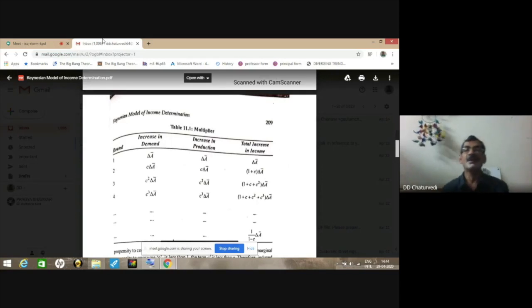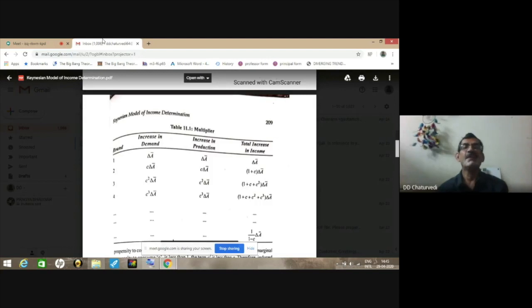Now we proceed further to the third round. In the third round, whatever income was spent in the second round will become a basis for expenditure in the third round. So we will multiply this received income, C into delta A bar, by C, that is MPC, to know what income is actually spent by the people in the third round, which is equal to C square into delta A bar.